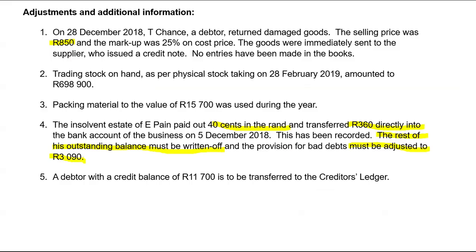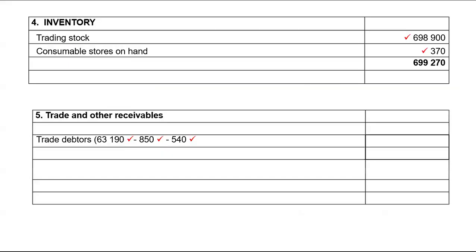This final provision of 3,090 must be recorded in trade and other receivables as provision for bad debts. Only the one that is calculated will be recorded as provision for bad debts, and you put it in brackets. Then calculate your net trade debtors. Okay, I'll come to net trade debtors.